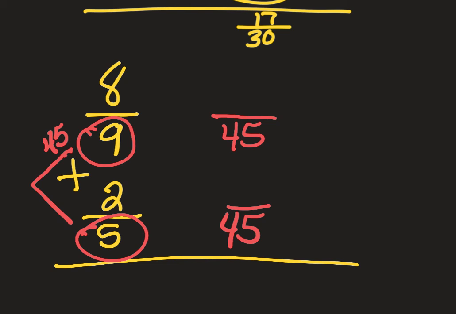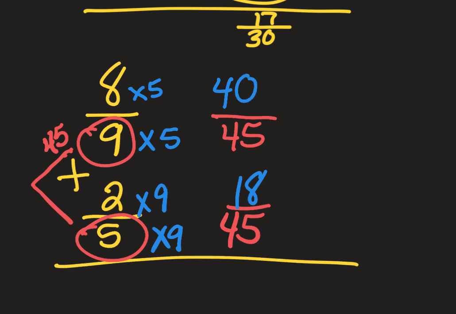Ask yourself, 5 times what is 45? It is 9. Whatever you multiply that denominator by, you multiply this numerator by. 2 times 9 is 18. Then I move to the top. What do I do to 9 to get 45? I times it by 5. Whatever you times that by, you times this by. 8 times 5 is 40.